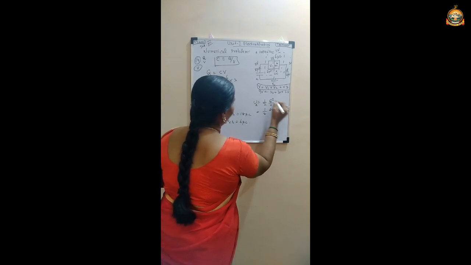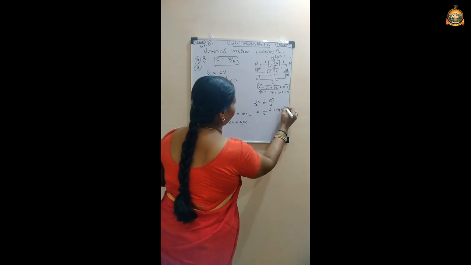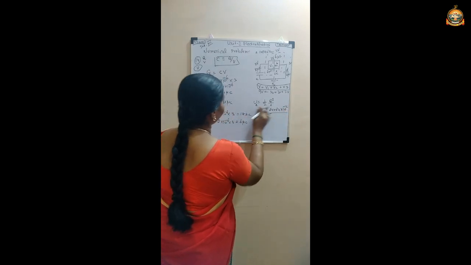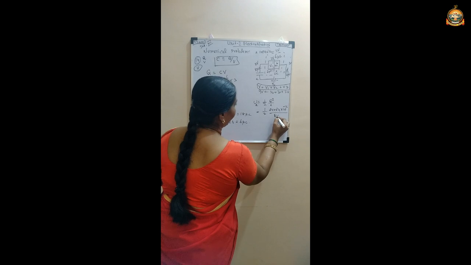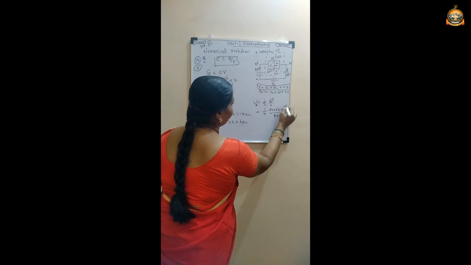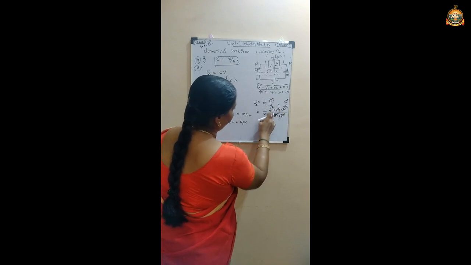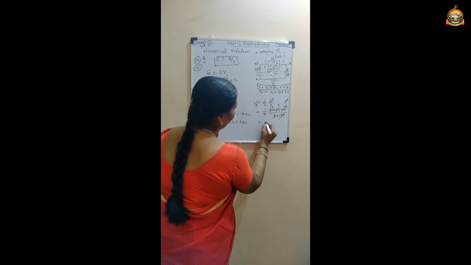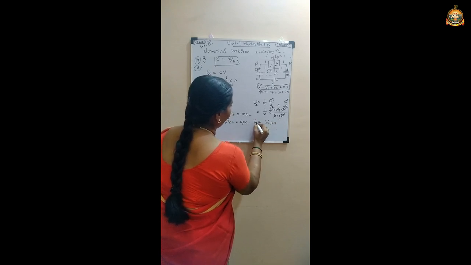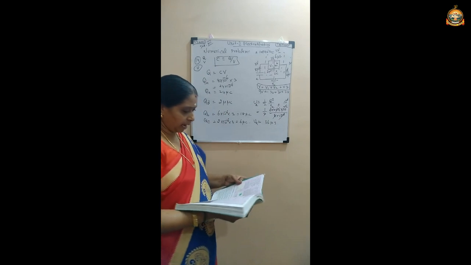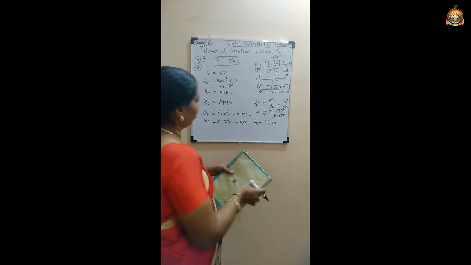24 into 10 to the power of minus 6, squared, that is minus 12, divided by C. What is C? C is 8 microfarad, 8 into 10 to the power of minus 6. They cancel, 10 to the power of minus 6 remains. This is 3 times and this is 12 times. 12 into 3 is equal to 36 microjoules. What is the energy stored in capacitor A? 36 microjoules. Okay, very good.